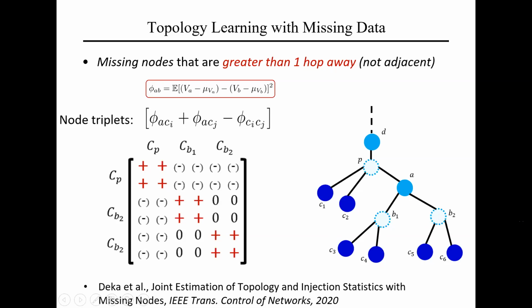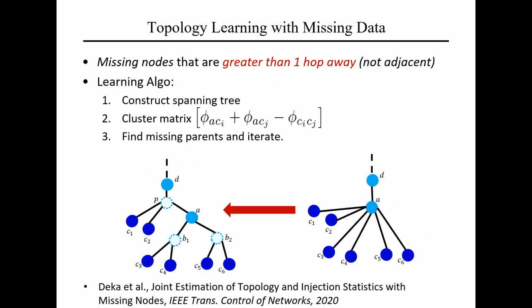So we now have a tractable learning algorithm for the case when there are missing nodes in the system, provided the missing nodes are not adjacent. So what you do in this learning algorithm is you first construct the spanning tree, and then you find this matrix CA1, CAJ, and CIJ, cluster it, find out the location of missing parents, insert them, and then keep on iterating all the way from the leaves of the tree, which are terminal nodes, all the way to the substation or the root of the system.